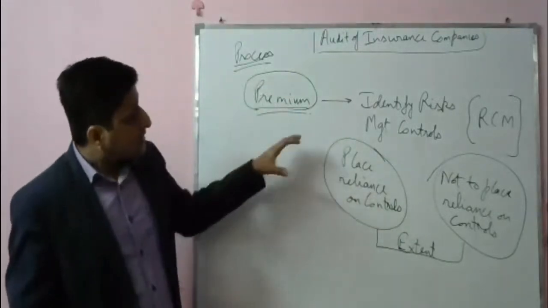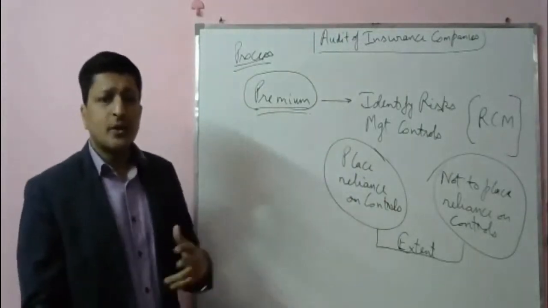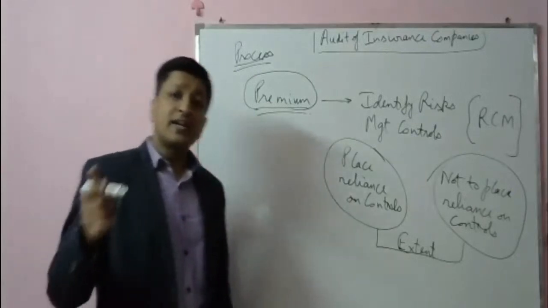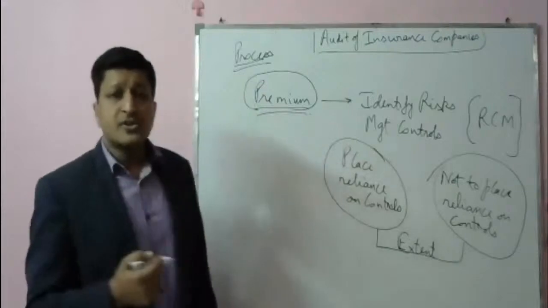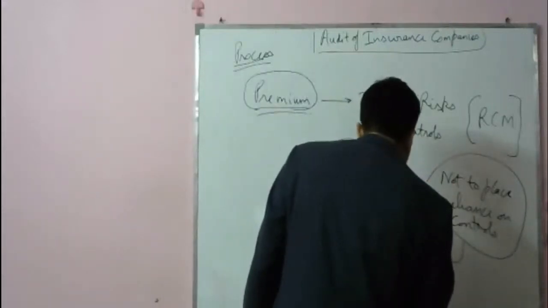Now, this is about the control testing and about placing reliance on controls, which will help the auditor in deciding his extent on audit procedures. After which, what is it that will start? Substantive testing.